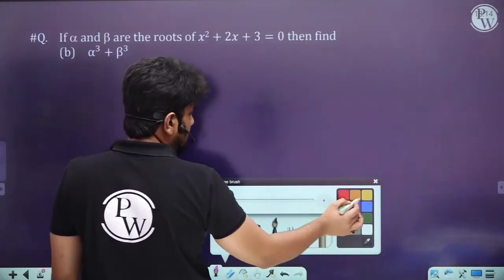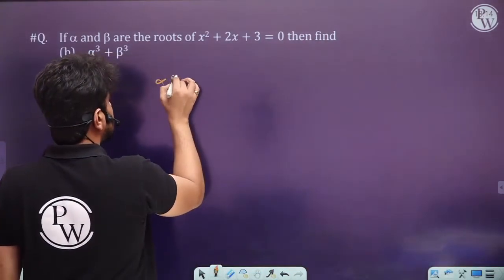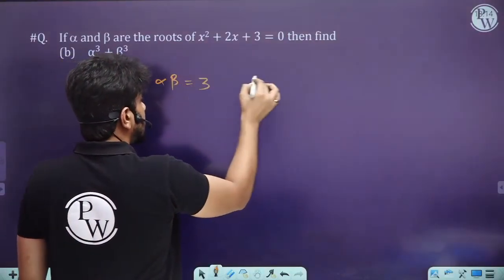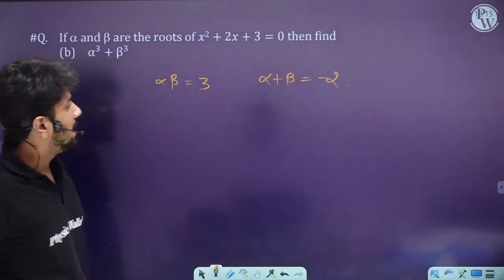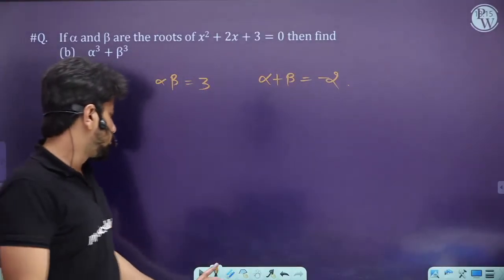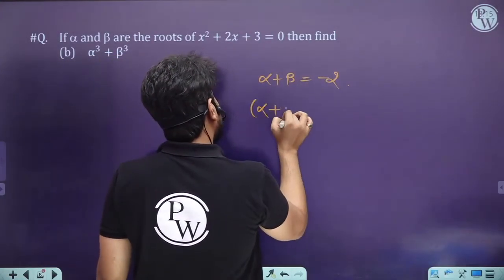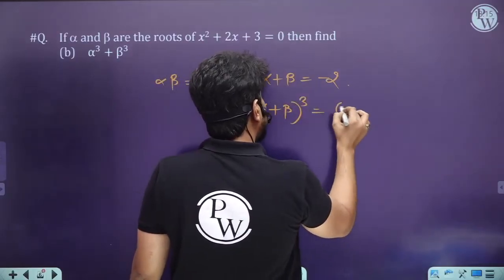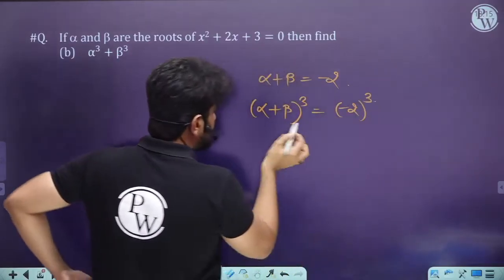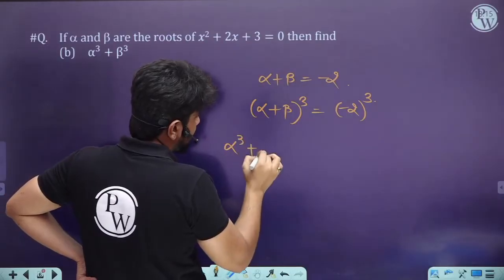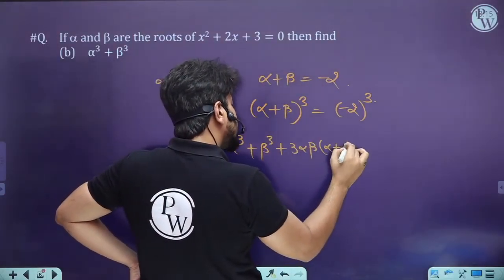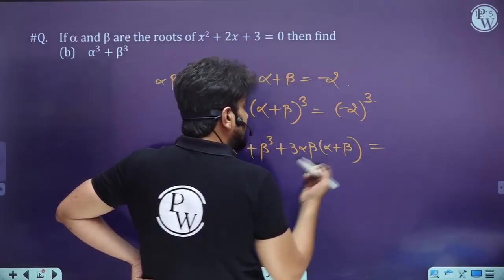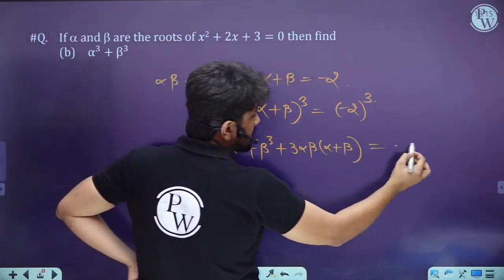So again, we know the value for alpha beta, which is 3, and alpha plus beta, which is -2. This time I'll be cubing on both sides. In the left hand side I have alpha plus beta whole cube. In the right hand side I have -2 cube. So in the left hand side I get alpha cube plus beta cube plus 3 alpha beta times alpha plus beta. In the right hand side, -2 cube is -8.